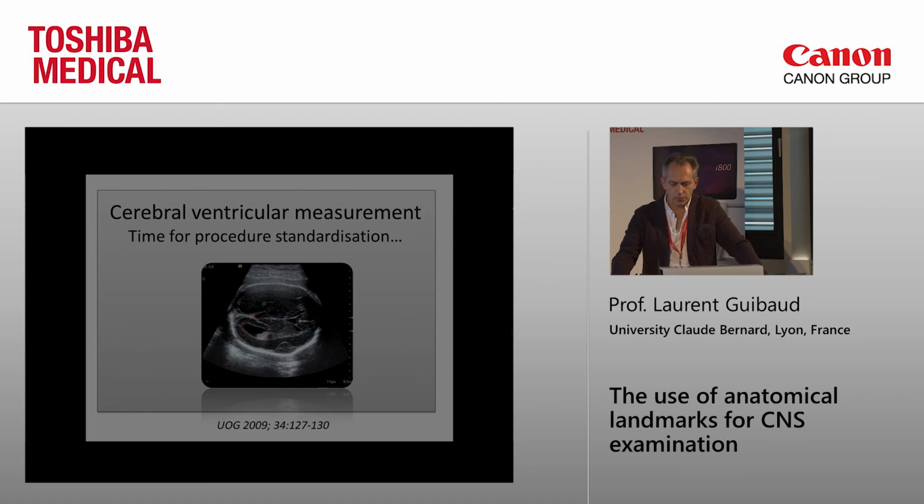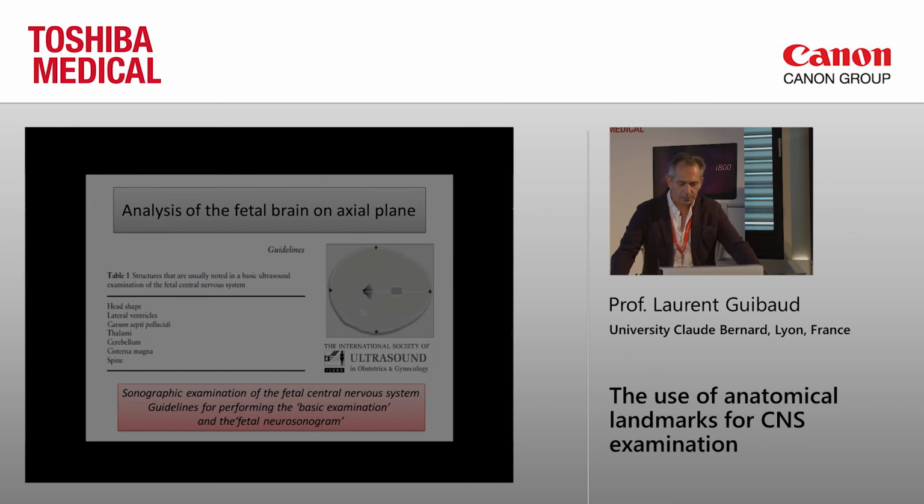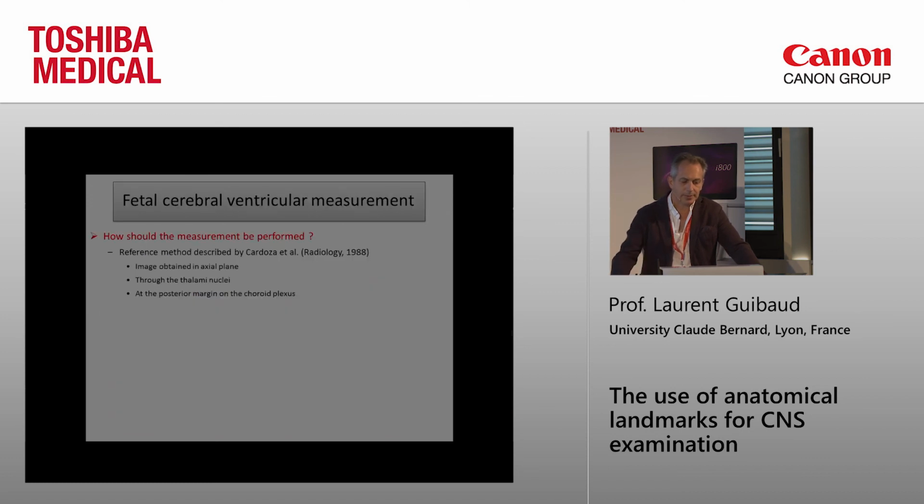So you know that we published an article online about how to standardize the procedure for the measurement of the ventricle. Why? Because in the ISUOG guidelines, the lateral ventricle is an important structure to look at, because ventriculomegaly is the main finding for CNS pathologies and diagnosis. And in fact, how do you measure the ventricle?